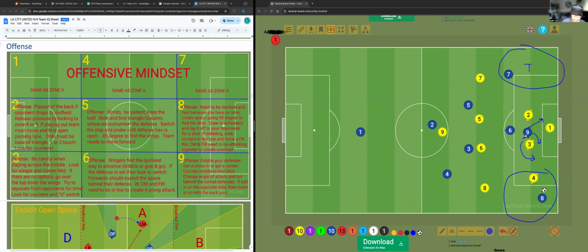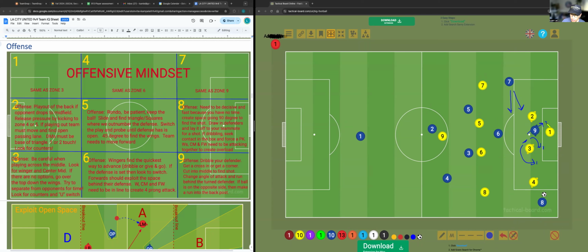So let's look at that again. I will remove all these and then we'll look at just the runs that are happening. So if 8 beats the defender, the runs of the forward will be these 3. 1, 2, 3.